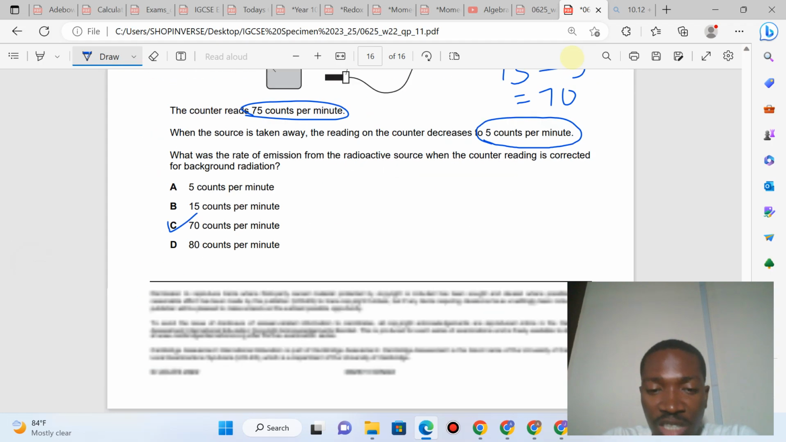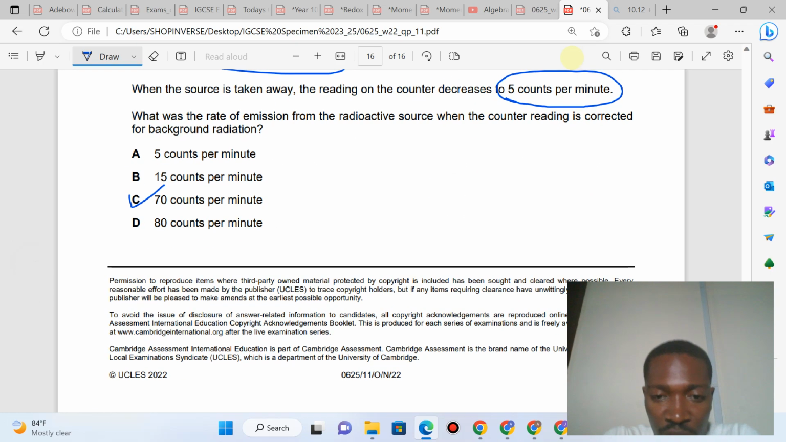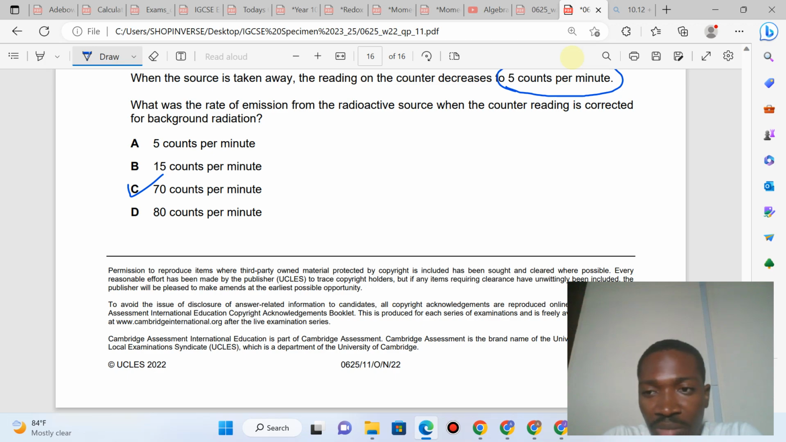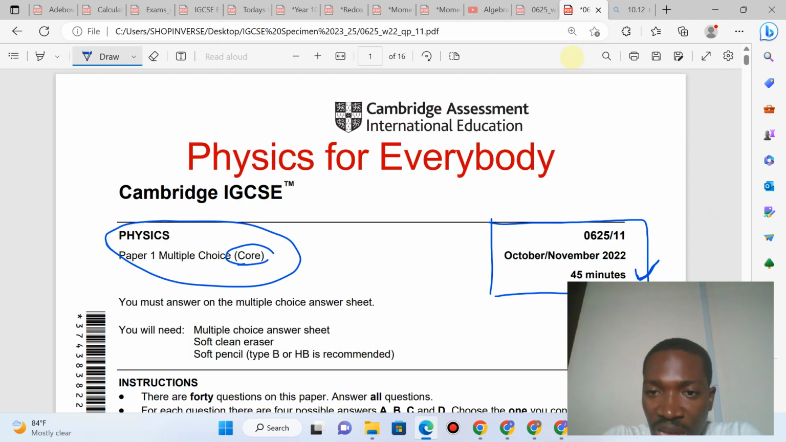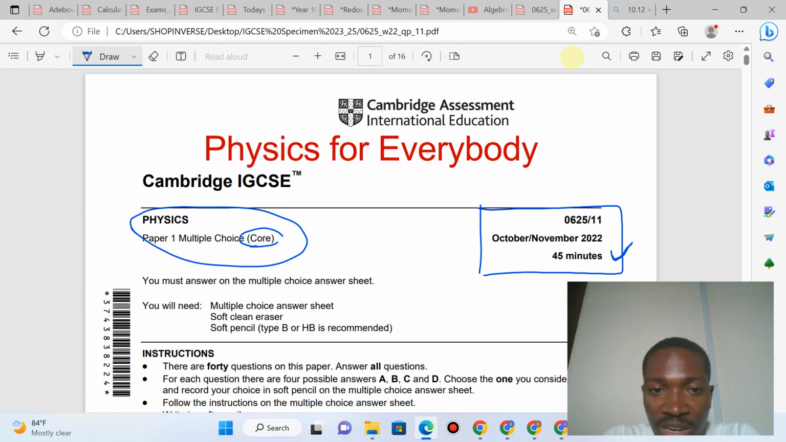So we have finished answering all the questions on your physics IGCSE core paper, October November 2022. Of course, we spent more than 45 minutes. It's because I was explaining. But when you are doing this in your exam, you should spend far less than that.